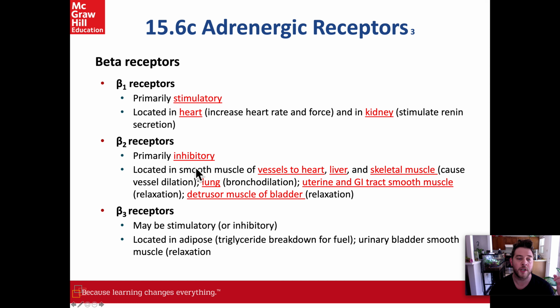Your beta 2 receptors are primarily inhibitory, so when they bind to epinephrine or norepinephrine, that's going to cause an inhibitory response. They're located in the smooth muscle of the vessels to the heart, liver, and skeletal muscle for vessel dilation, the lung for bronchodilation, uterine and GI tract smooth muscle to cause relaxation, and the detrusor muscle of the bladder to relax as well, so it can fill with urine. You may have heard of people taking beta blockers, these are to help lower your heart rate. Your heart has these adrenergic receptors that can be blocked, so that your heart rate can slow down if you have too high blood pressure.